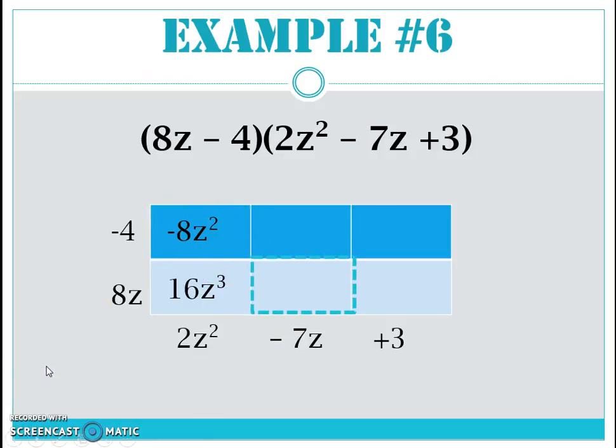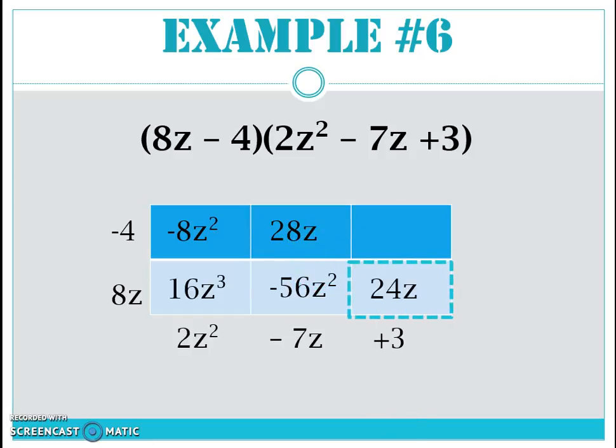Then we move on to the next piece. So 8z times negative 7z is negative 56z squared. And then negative 4 times negative 7z is a positive 28z. 8z times 3 is 24z. And finally, negative 4 times 3 is negative 12.